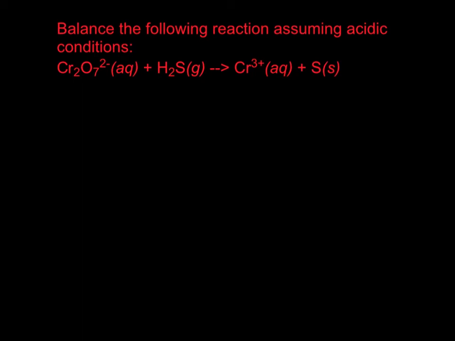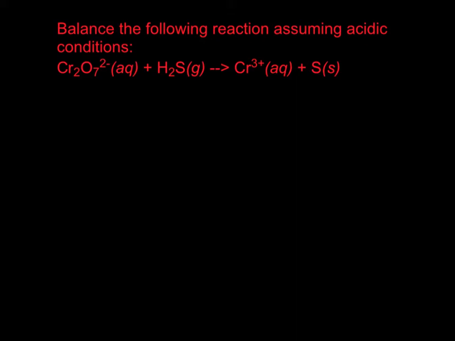I wanted to give you guys an example of balancing a redox reaction in acidic conditions. So here's a reaction where we have dichromate reacting with hydrogen sulfide to form chromium 3+ in solution and solid sulfur. The reason why you'd want to understand a reaction like this is sometimes you want to synthesize something that's already in another compound. So if you oxidize the sulfide to solid sulfur, you can synthesize pure sulfur.